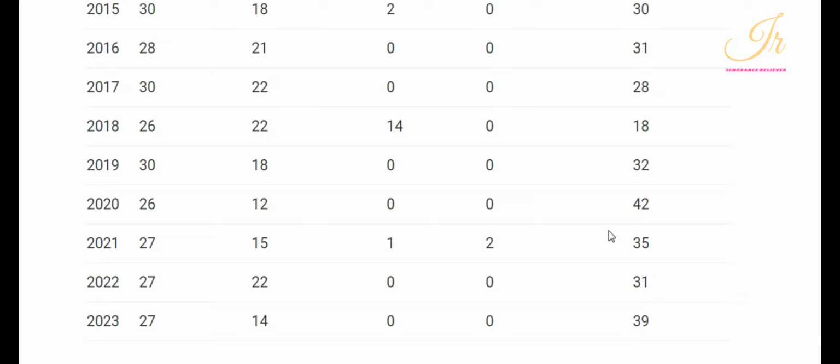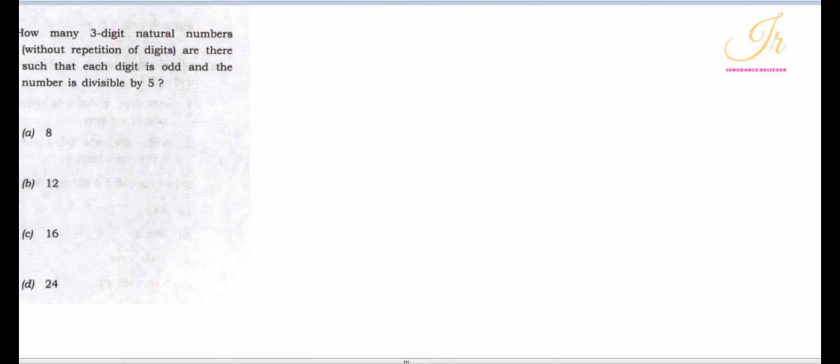So that's it. Now we will solve our first question, which is in UPSC's favorite area, right? The basic numeracy part. The question states: how many 3-digit natural numbers without repetition of digits are there such that each digit is odd and the number is divisible by 5? So here the keywords are without repetition and odd.